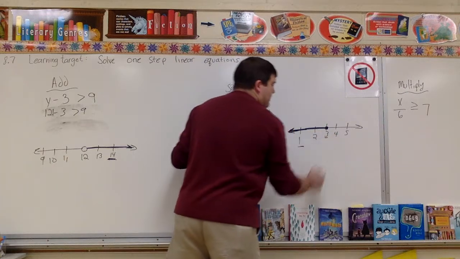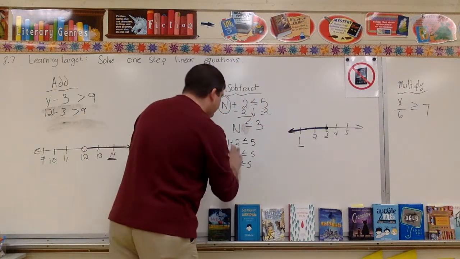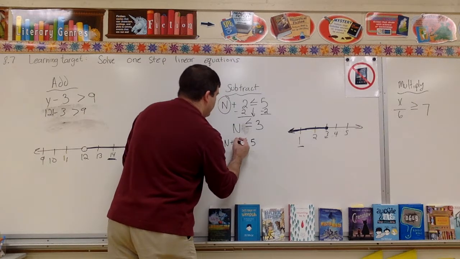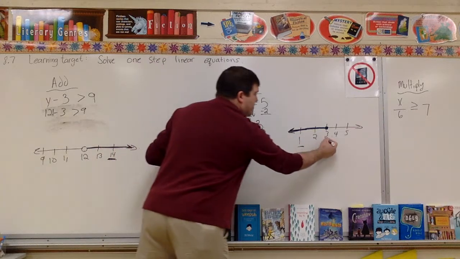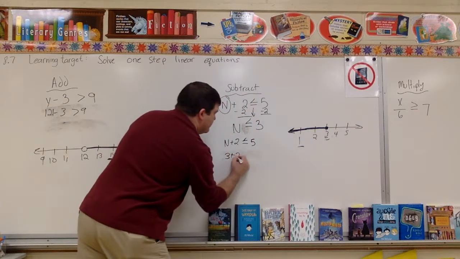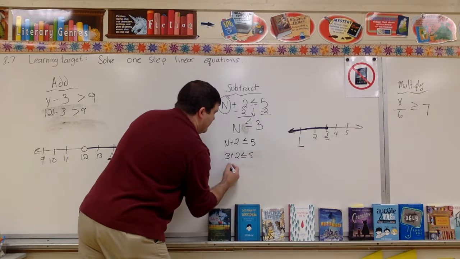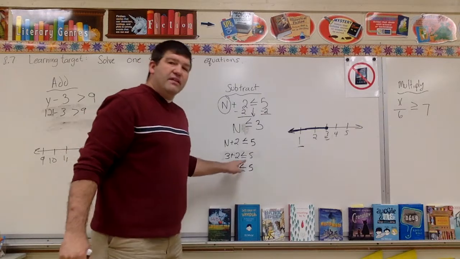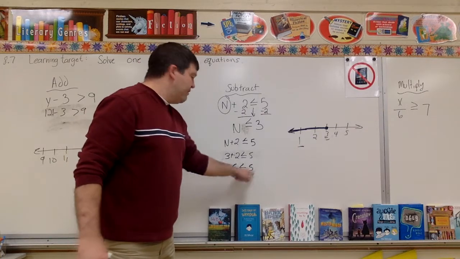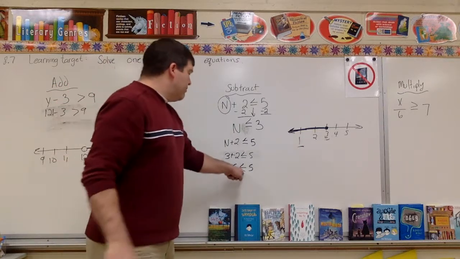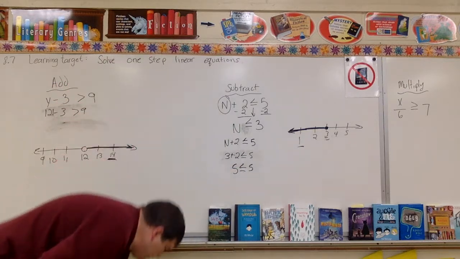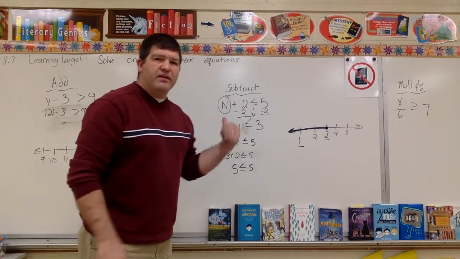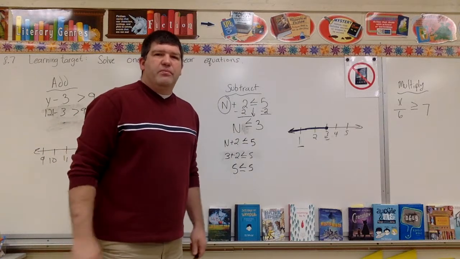Now, because I think it includes 3, I want to even check that one. Change that to 3. Okay. Now I'm going to say n is 3. 3 plus 2 is 5, less than or equal to 5. Is 5 less than or equal to 5? Yeah, it's equal to 5, so it works. Okay? So you just solve for the variable, and then you graph it just like we did the last lesson, 8.6.